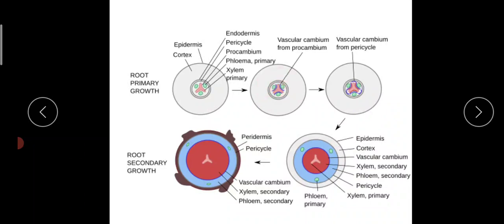Now some pericyclic cells lying opposite to the protoxylem. So these points are the protoxylem points, right? The pericyclic cells lying opposite to each protoxylem become meristematic. See here, these pointed ends of protoxylem have cambial strips opposite to them. So these are formed from the pericyclic cells.